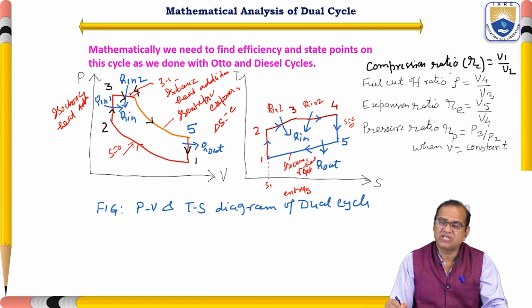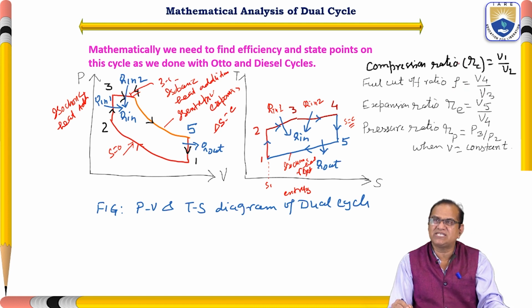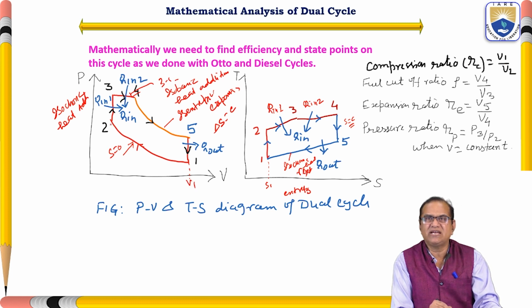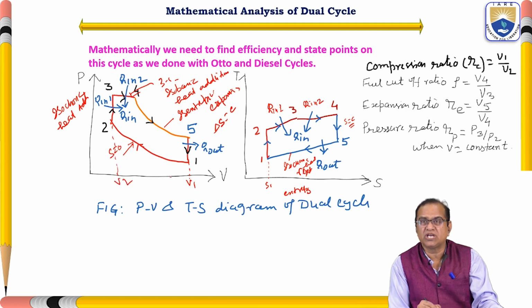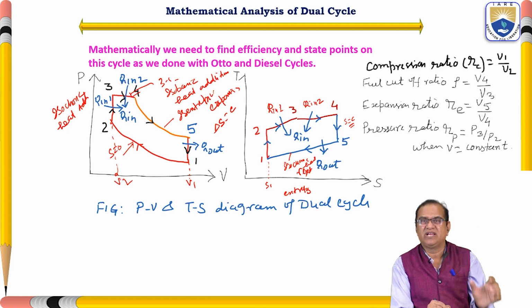First one is the compression ratio. I am writing here RC. This RC is equal to V1 by V2. Fuel cutoff ratio, that is rho, is equal to V4 by V3. So here you can see the compression ratio V1 by V2. Here is V1 and here is V2. So V1 by V2, where V1 is the full volume and V2 is the residual volume that is left in the cylinder.